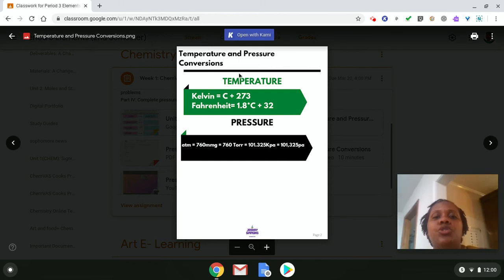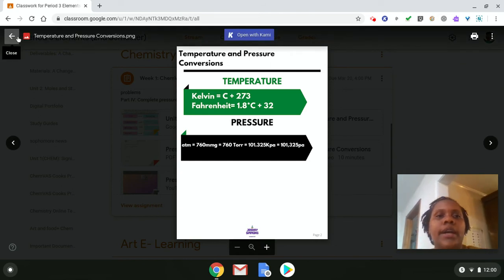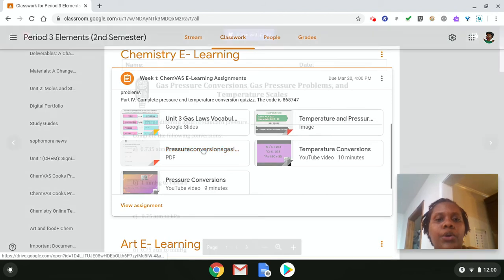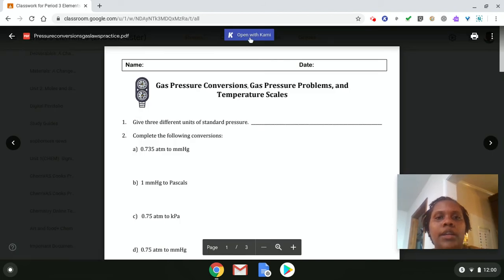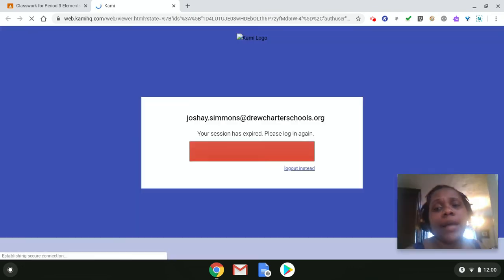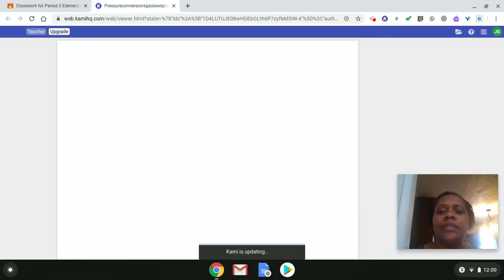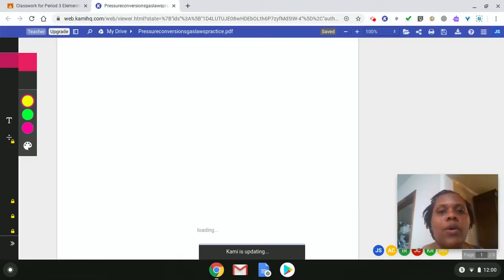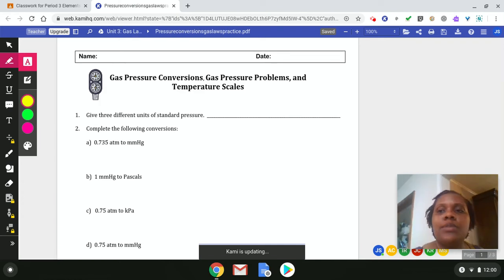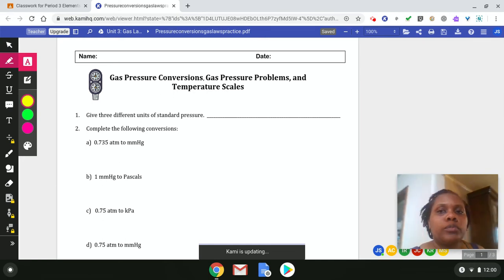So I would suggest that you have this chart up in front of you as you're trying to work out the problems, okay? Here's an example. I'm going to go to the sheet and open it up with Kami. If you haven't tried to open up your assignments with Kami, I would highly suggest that you do that, because when you open it up with Kami, you can actually annotate it and write on it directly on a PDF. And that's really going to be essential during this time when we're doing a lot of work from home.